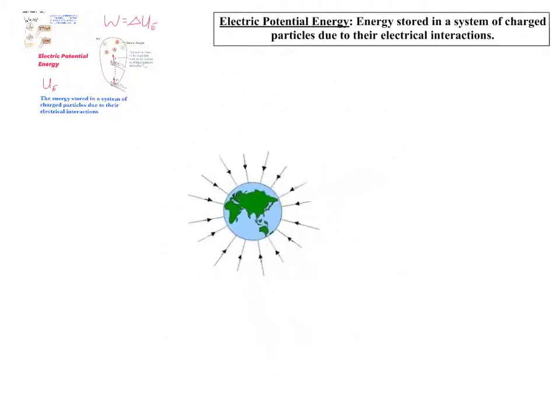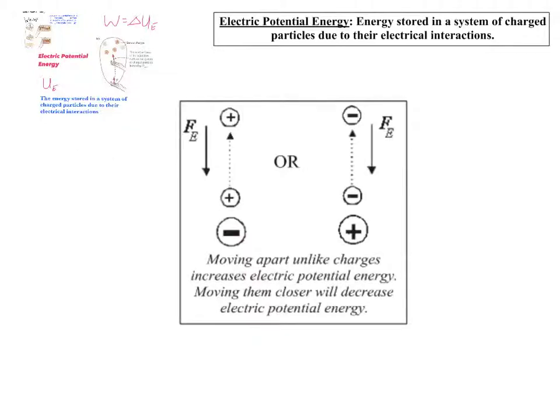With electric potential energy, though, the sign of the charges involved determine whether the energy is increased or decreased. When the charges are unlike, we have positive and negative charges, the electric potential energy increases when we move the charges away from each other, or decreases when we move the charges toward one another. Now, this is because unlike charges are attracted to each other, so it takes work to move them apart.